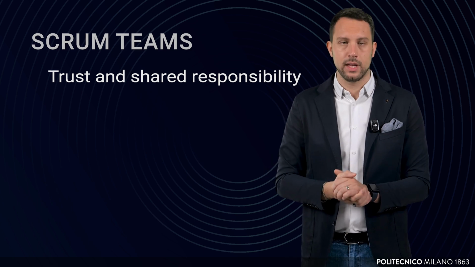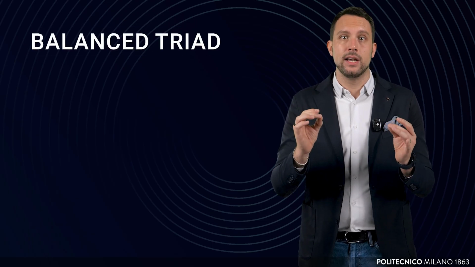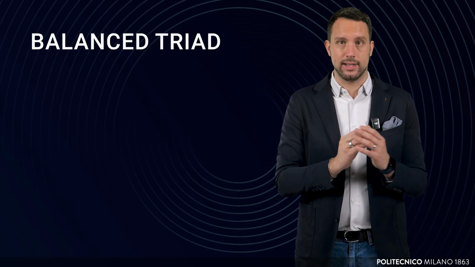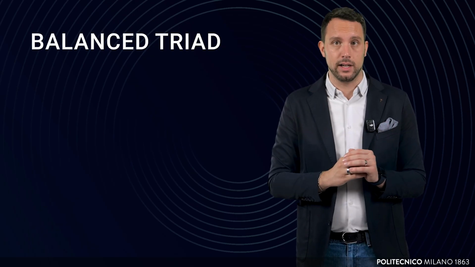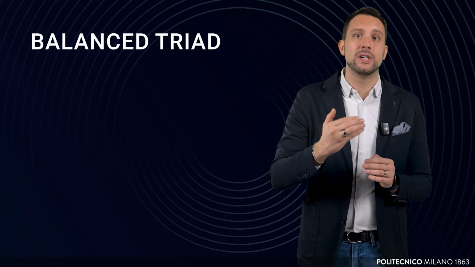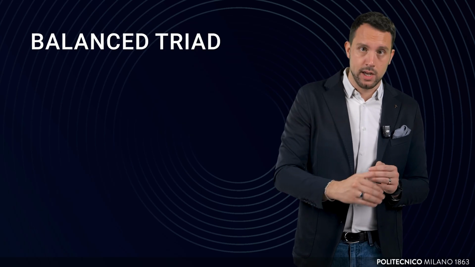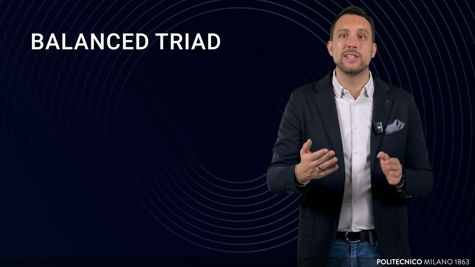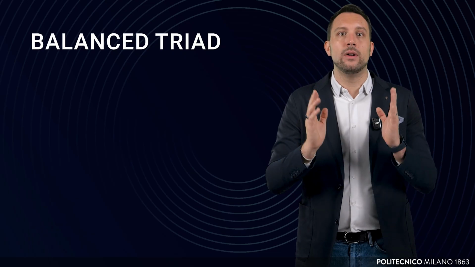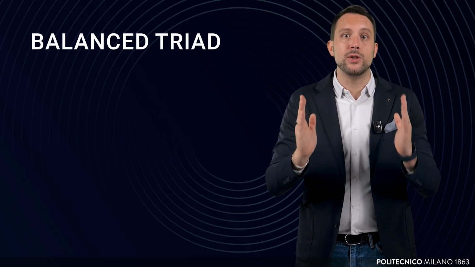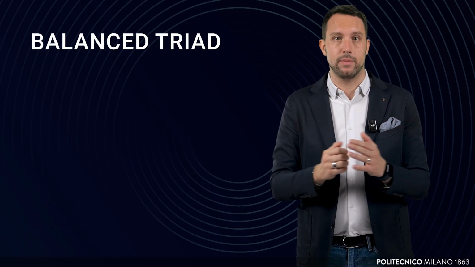In Scrum, the product owner, Scrum Master, and development team form a balanced triad, each role contributing unique strengths. The product owner ensures the team is building the right thing. The Scrum Master ensures they are building in the right way. And the development team ensures they are building it effectively. Together, they embody the collaborative, adaptable, and user-focused spirit of Scrum.